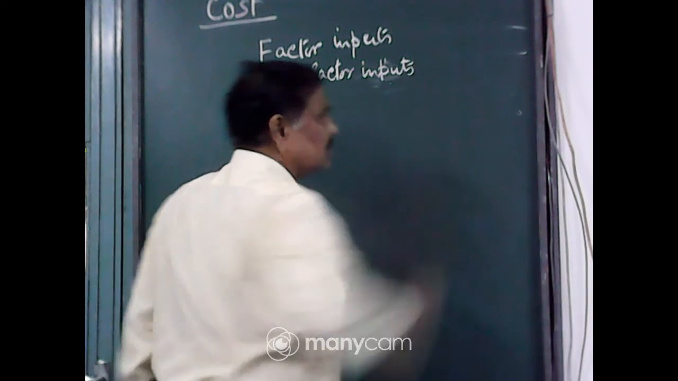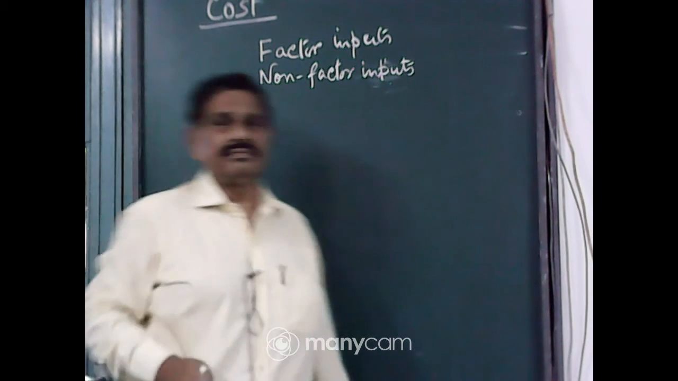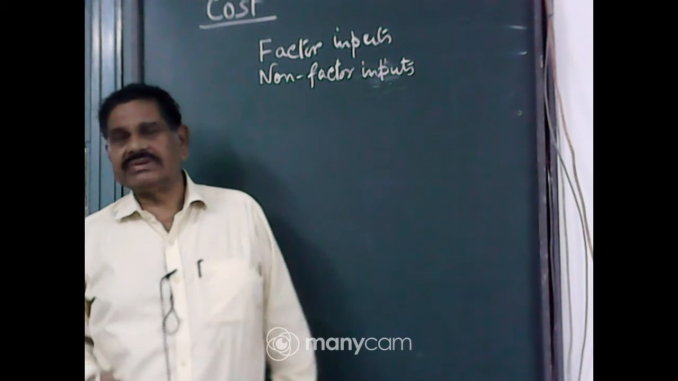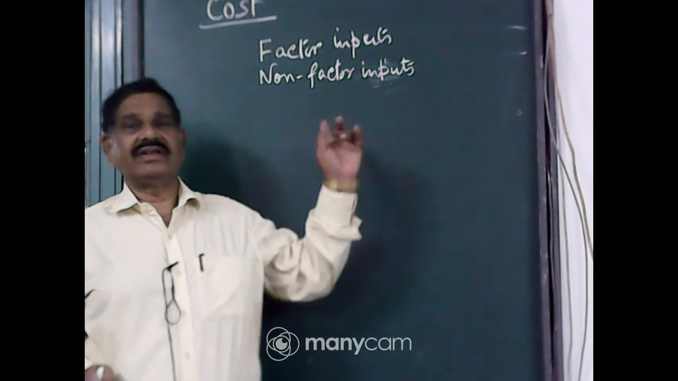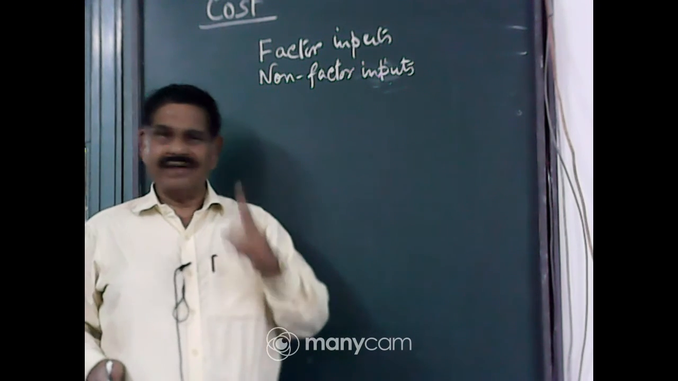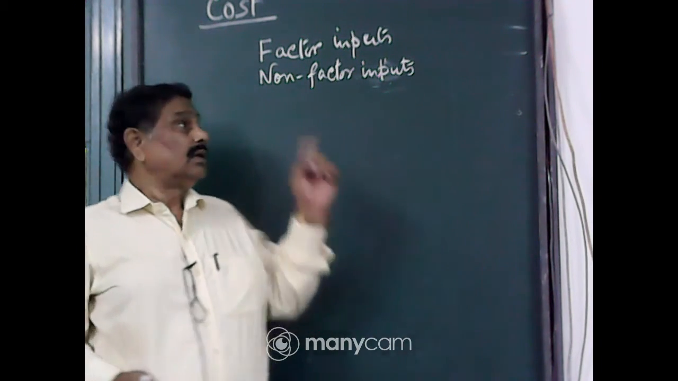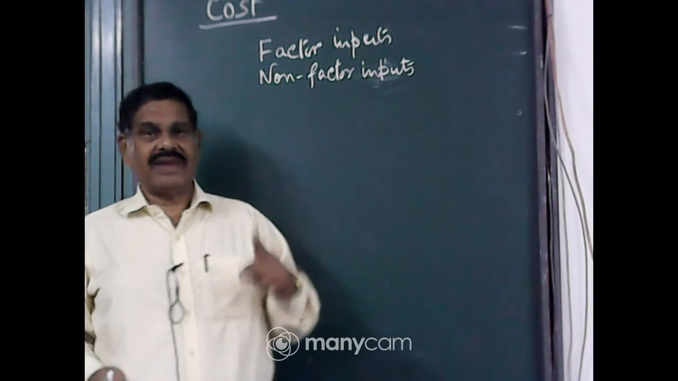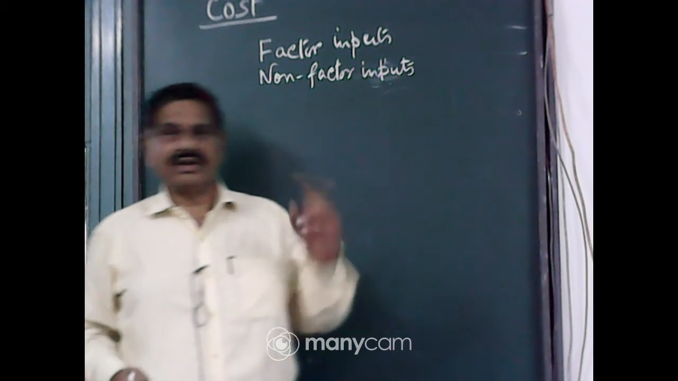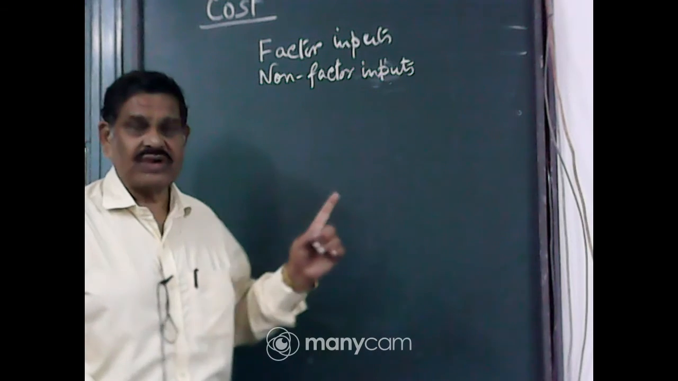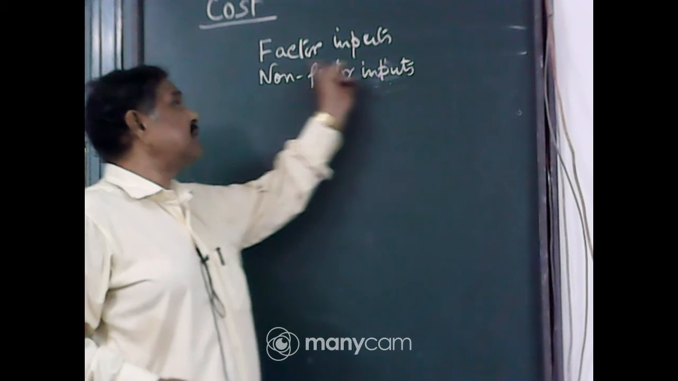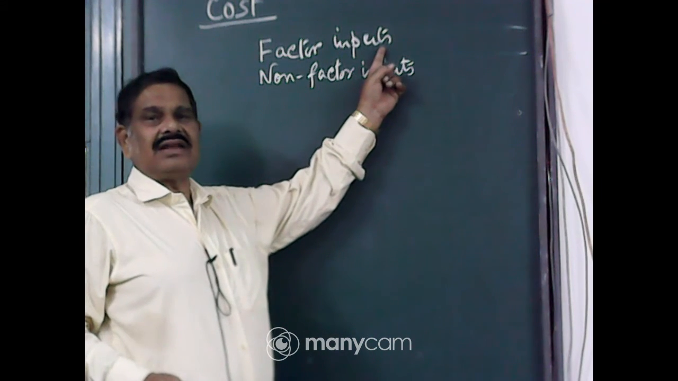Factor inputs means, you know, there are 4 factors of production: land, labor, capital and entrepreneur. Land, labor and capital are the 3 main factors of production. For land you have to pay rent, for labor you have to pay wage, and for capital you have to give interest. These are all expenditure. So, the producer has to incur expenditure for these factor inputs.